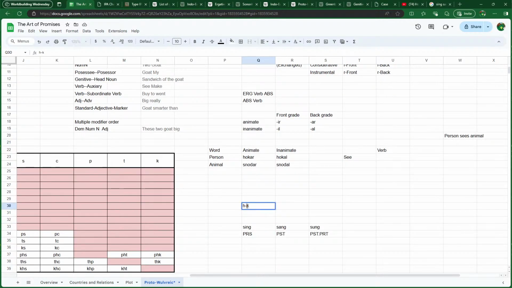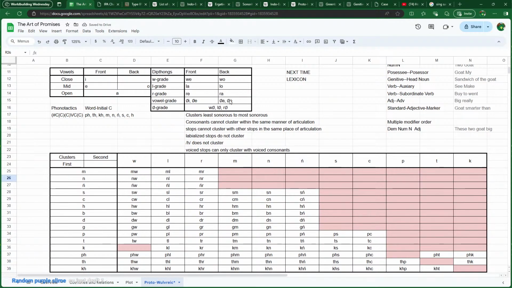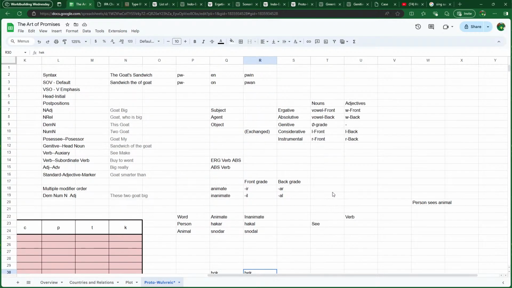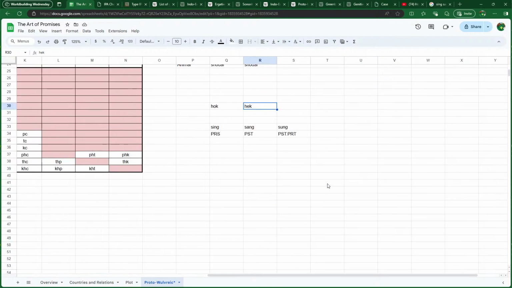So basically hook versus hick, and actually we can make one of these "hak". So hakar, because for vowel grade, a and o both count as back vowels. So just draft one, yeah, pretty much. But it'll set us up for success later.